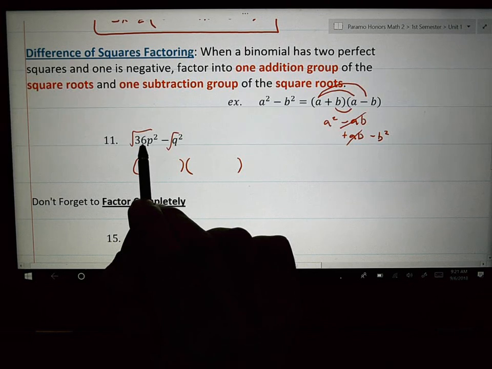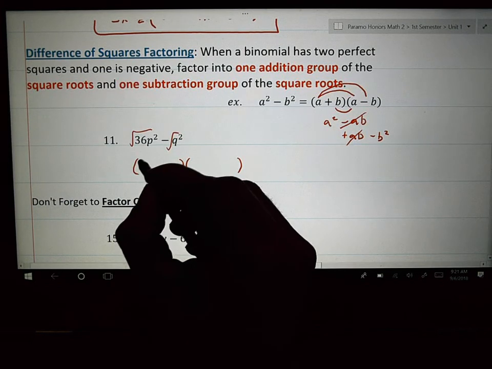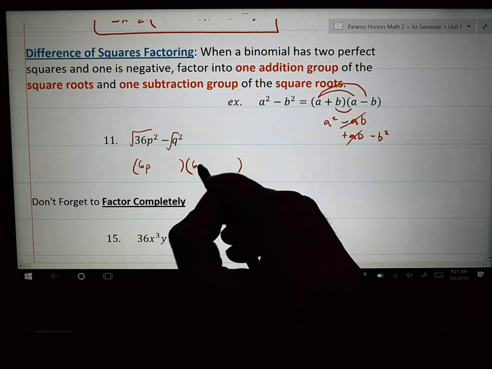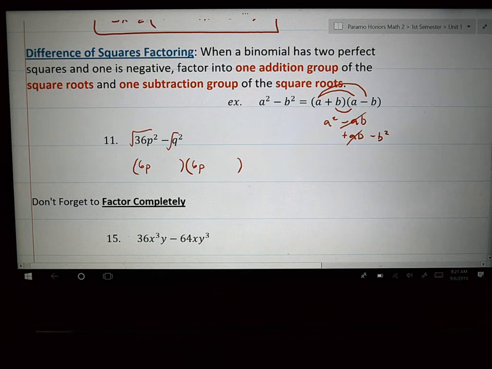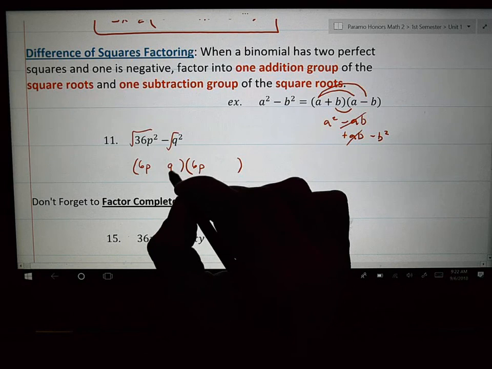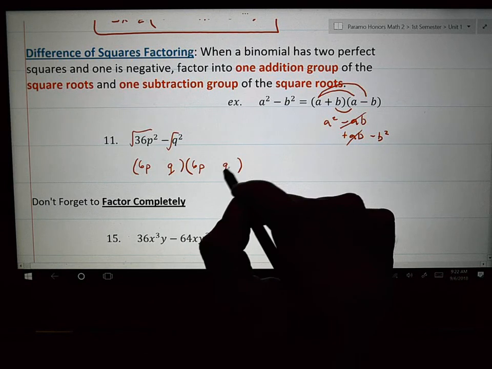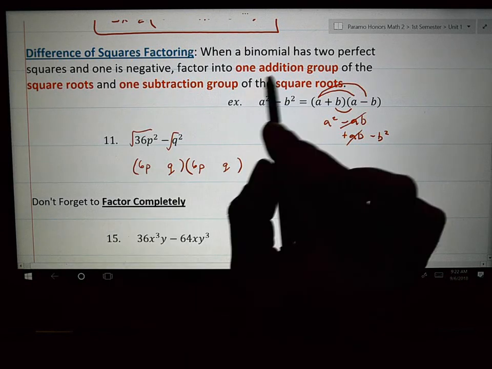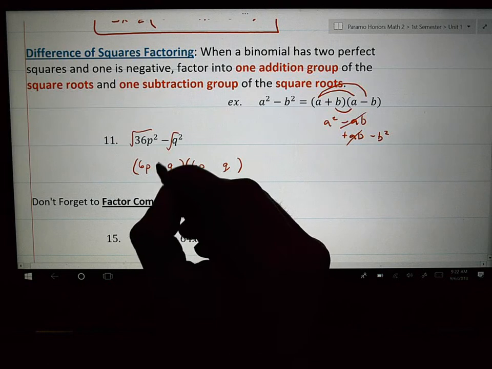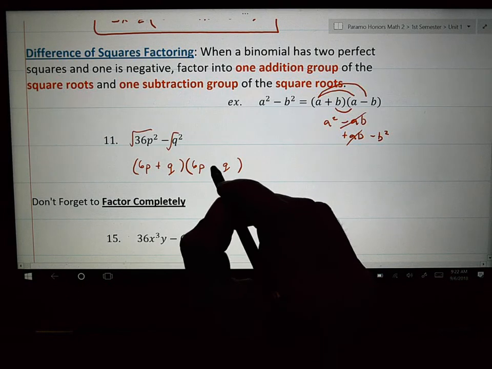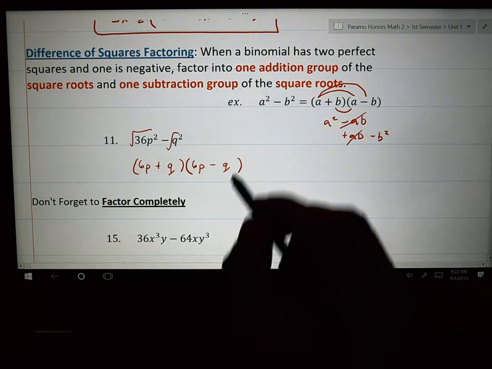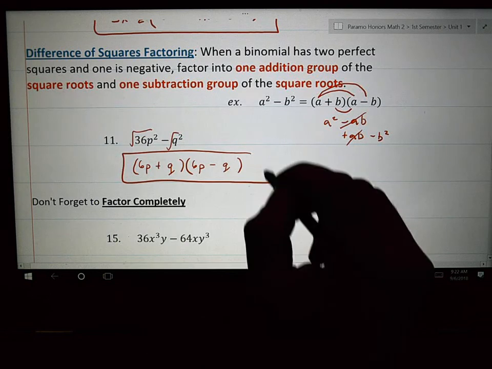You told me what the 6p? The square root of Q squared, you said, was Q. We're going to have one addition group of the square roots. We're going to have one subtraction group of the square roots. That's what it's going to factor to.